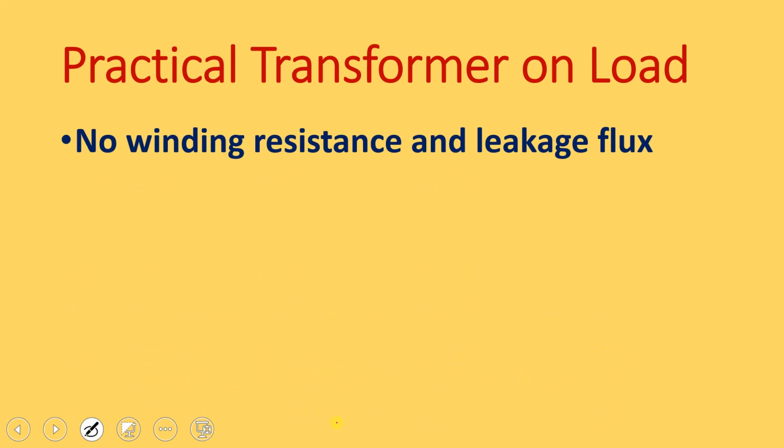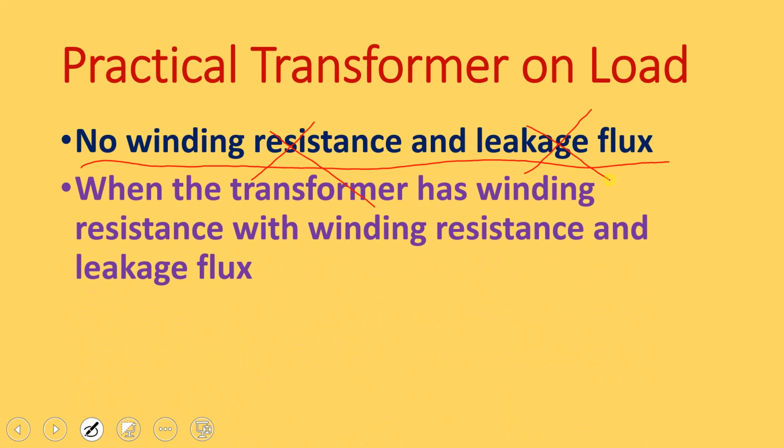Then practical transformer on load. A practical transformer on load works on two conditions. The first condition is when there is no winding resistance and no leakage flux. The second condition is when the transformer has primary and secondary windings with winding resistances, and they also have leakage flux.